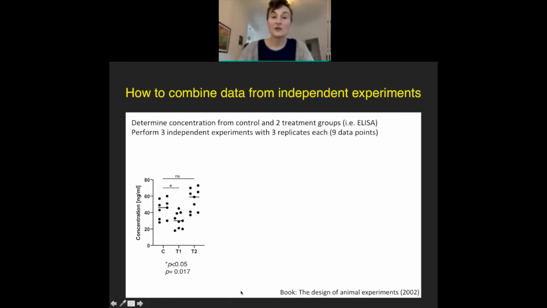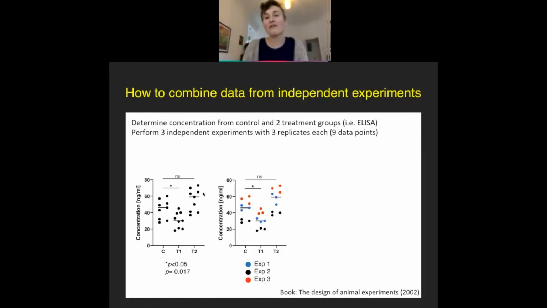So let's assume an example. Let's assume you want to measure a concentration from a control group and 2 treatment groups. So this could be, for example, an ELISA to measure a cytokine concentration. And you perform 3 independent experiments. And for each experiment, you have 3 replicates of each of these conditions. So you end up with 9 data points. And so now you plot these 9 data points in a graph. And this doesn't look so great. I mean, maybe for the first comparison, you get 1-star significance, okay, but for the other one, it's not significant. And it's just all over the place, these dots.